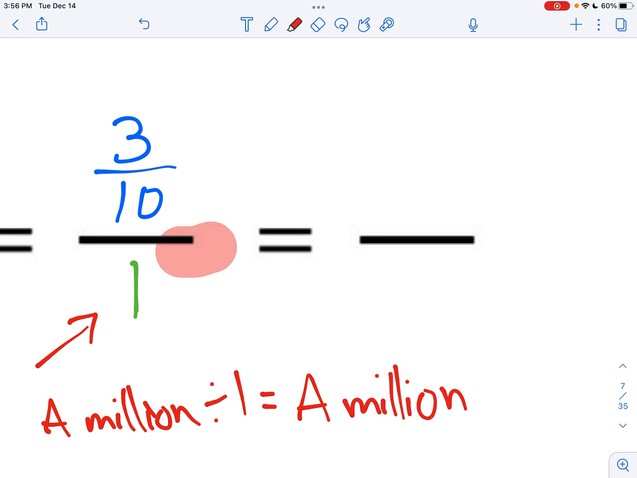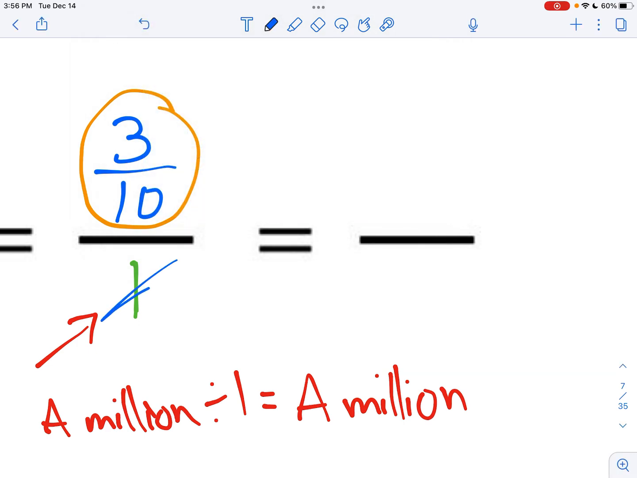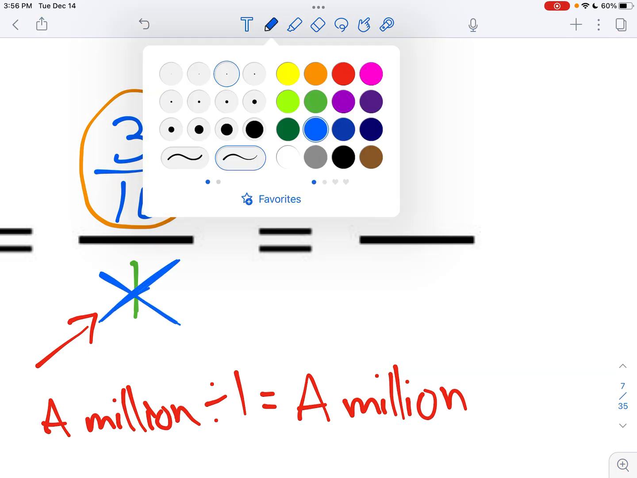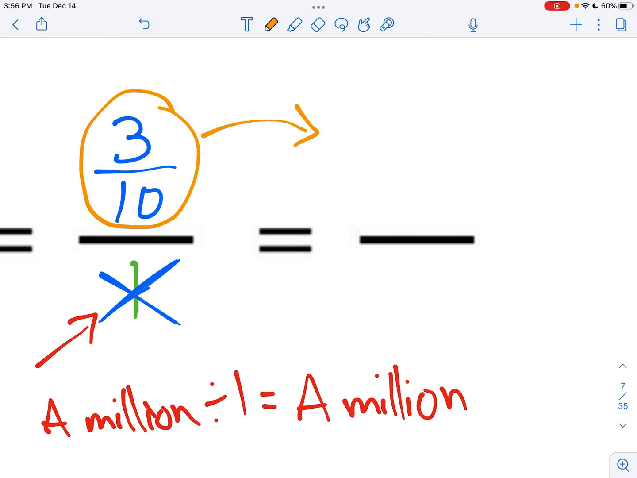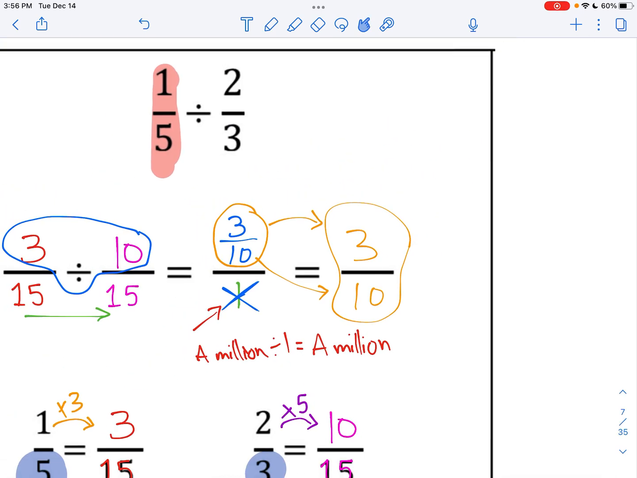I'm going to highlight divide by 1. Here it is. That says divide by 1. This number on top is getting divided by 1. And we just said that anything divided by 1 is itself. So that 1 on the bottom, I'm just going to get rid of it. And I'm going to rewrite this number on top to 3/10. See how the 10 went down there? This is my final answer. This is the answer to 1/5 divided by 2/3. The answer is 3/10. Let's try another one.